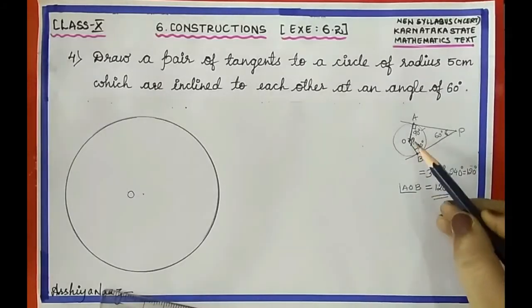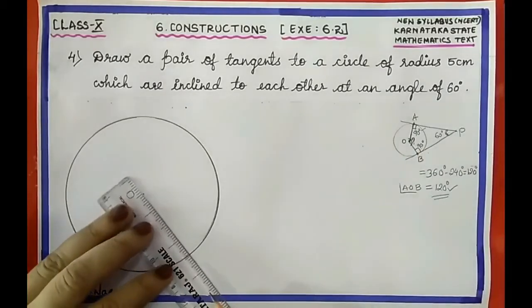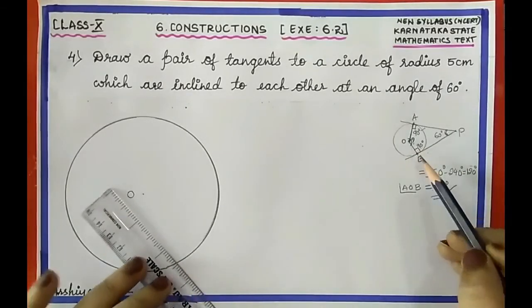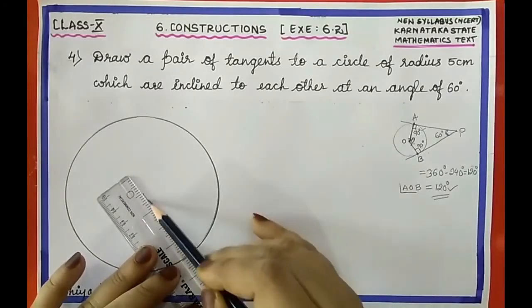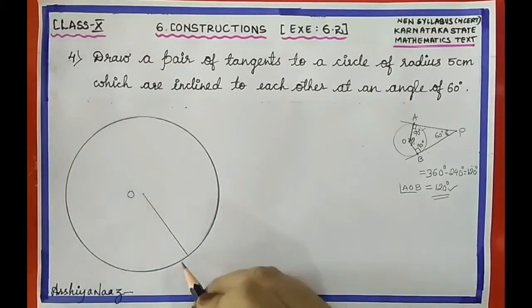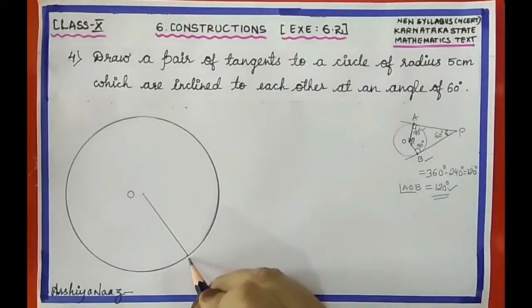So let us draw the radius first. So I will draw here one radius. You can take it anywhere. I am drawing like this. Here this point will be B.